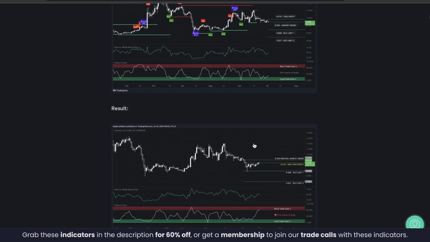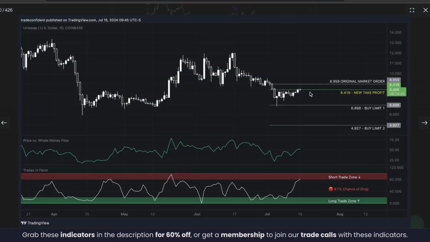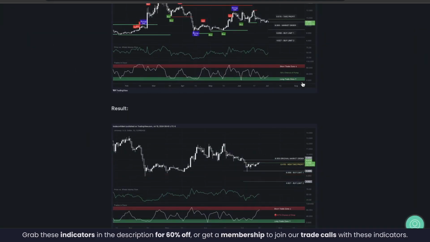But on the future forecast every Tuesday and Friday that I go over with members, if we hit a buy limit, we're going to call out the new take profit. So you guys just need to update your take profit. I hope you guys are getting this.